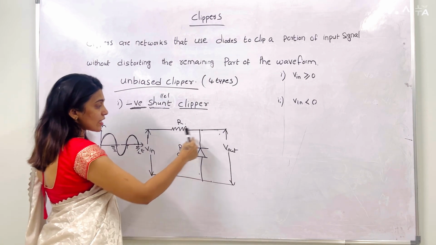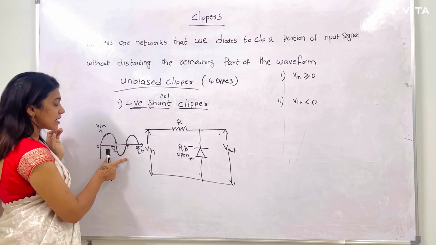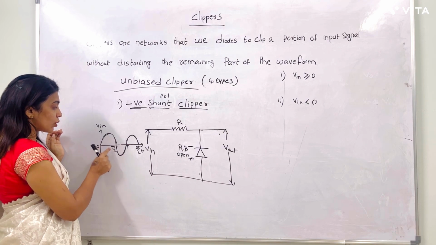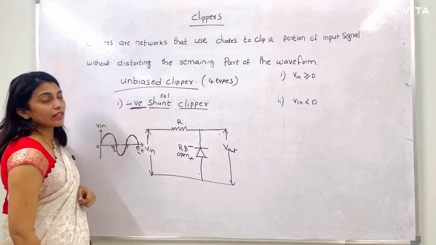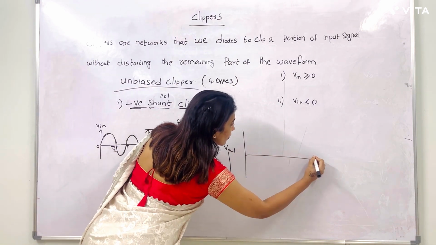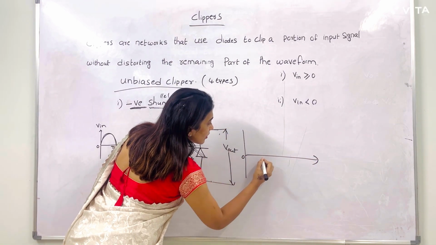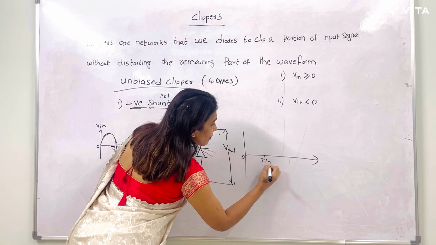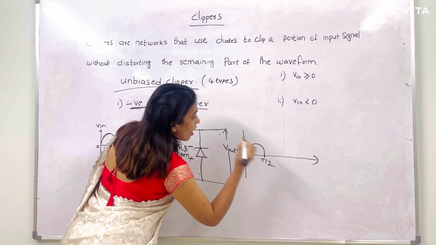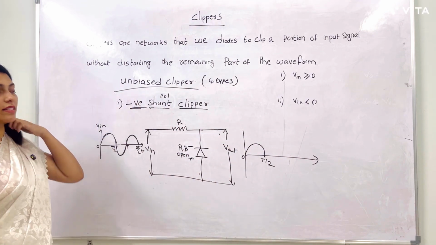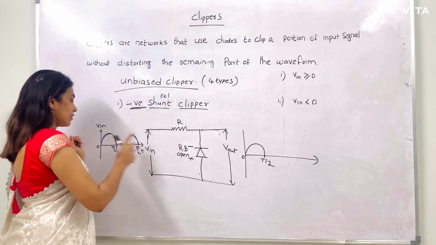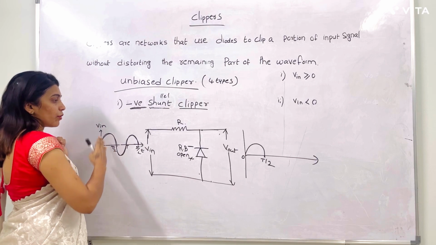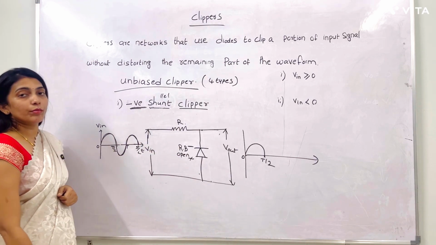If it is in open condition, obviously this input signal from 0 to T by 2, this peak, is moving towards the output side. So from 0 to T by 2 we are getting the output signal. Why? Because here the diode is in open condition. Open condition means the input is moving towards the output.